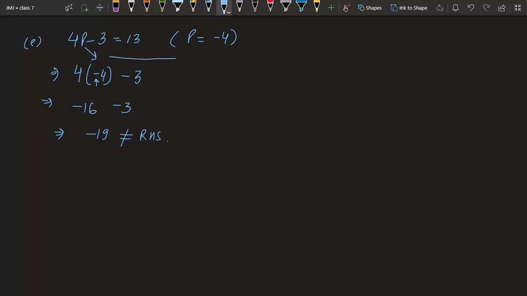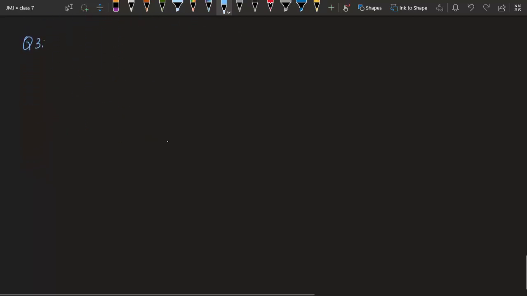Now question number 3. Question number 3, they want us to solve the equations using the trial and error method. Trial and error method. This method is very primitive, still we have to learn it. In this we keep on checking the values until we find the correct value.